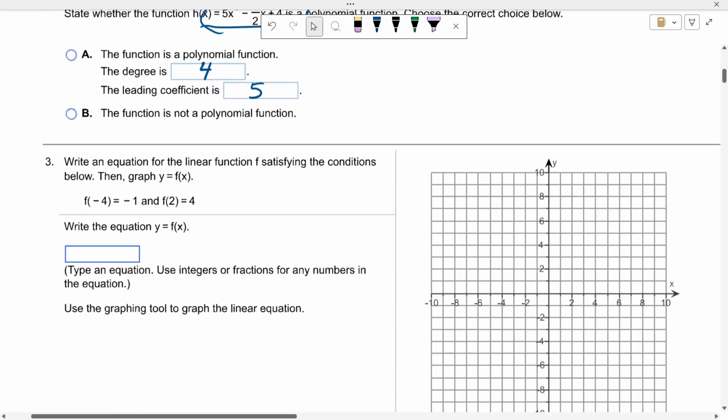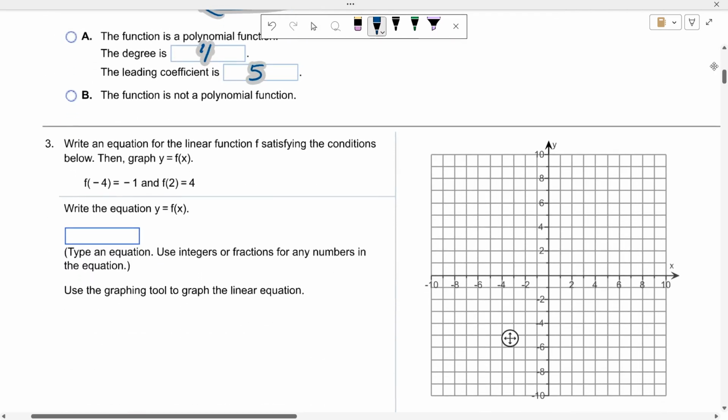Okay? All right. When you see this notation, that's the ordered pair -4, -1. This is the ordered pair 2, 4. If we graph those, -4, -1 and 2, 4, we get a line like that. What's the equation of the line? Well, we rise 1, 2, 3, 4, 5. We run to the right 1, 2, 3, 4, 5, 6. So our slope is 5/6.